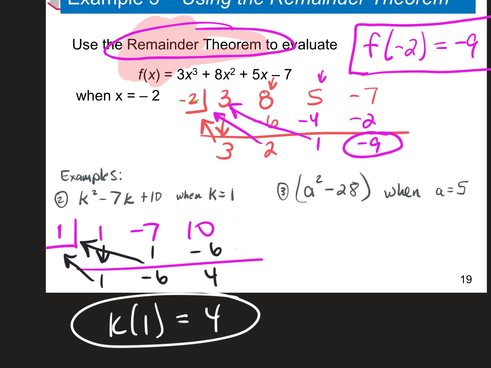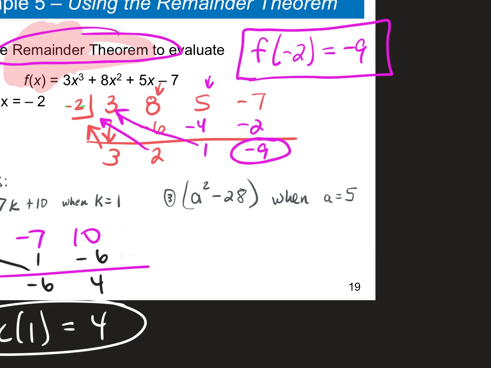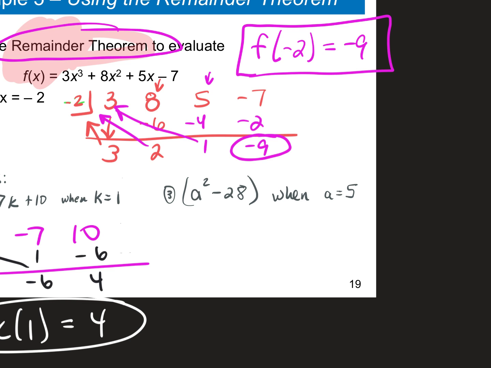You can use whatever letter you want. I don't care. I just use K because it was different than X. Don't say X of 1. Do F of G, any letter but X or Y. All right, what do I put in the corner here?